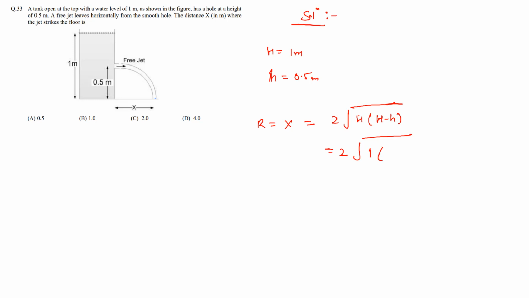oh sorry, this is not capital H, I wrote it wrong. So this is small h times capital H minus small h. So yeah, this will be 0.5 and this is 1 minus 0.5, again 0.5. So the 0.5 comes out of the square root and then you get 1 meter. That is your x. So that's option B.